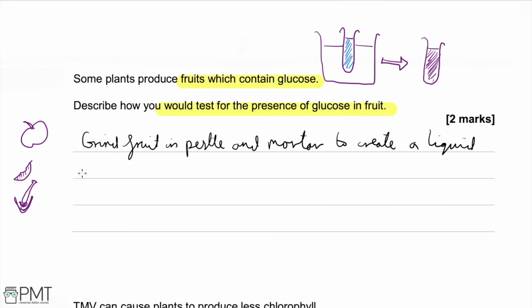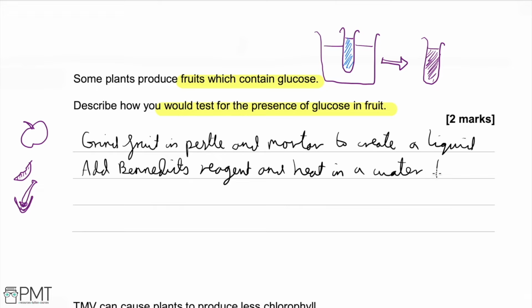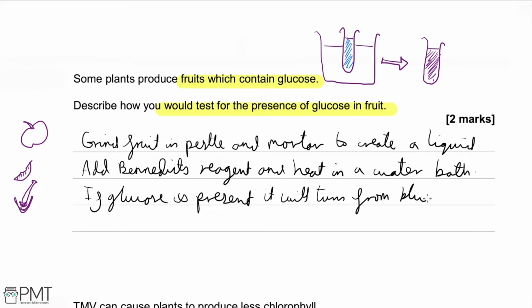So, to structure our answer, we've already begun to describe the method, and will continue to do so, by saying add Benedict's reagent and heat in a water bath. And finally, we need to describe the appearance of the solution, by showing what a positive result is. That is, what happens if glucose is present. In this case, it will turn from blue to purple.